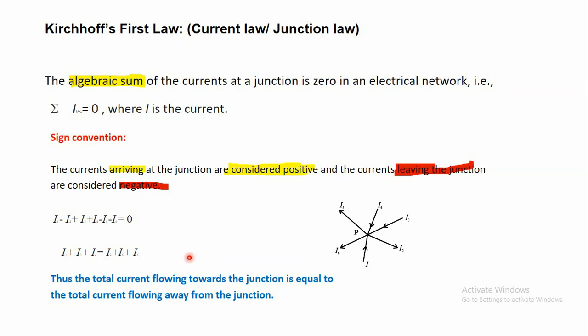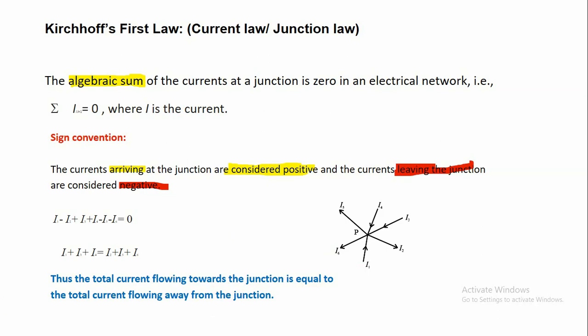And what is current? Current is nothing but rate of flow of charge. So charge is conserved. Okay, so total current flowing towards the junction is equal to total current flowing away from the junction. This was an important point to note here. Now we will understand this much better through a numerical.